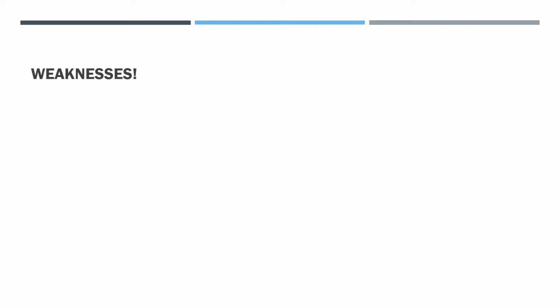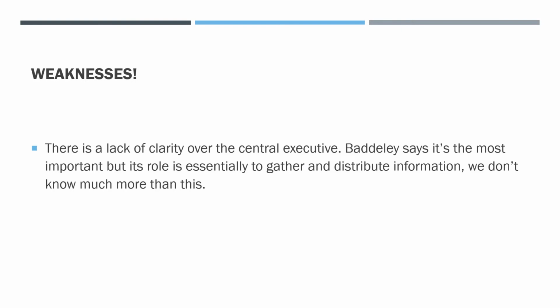Now we've got your weaknesses. There's only 2 of these. First one is there is a lack of clarity over the central executive. Baddeley says that it's the most important, but its role is essentially to gather and distribute information. We don't know much more than that. And if it's the most important part of the working memory, we should know more than we do. So there's a lack of clarity over it.